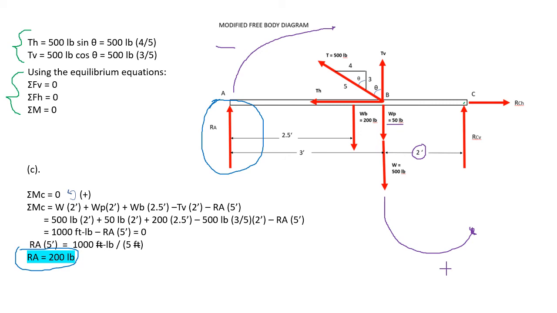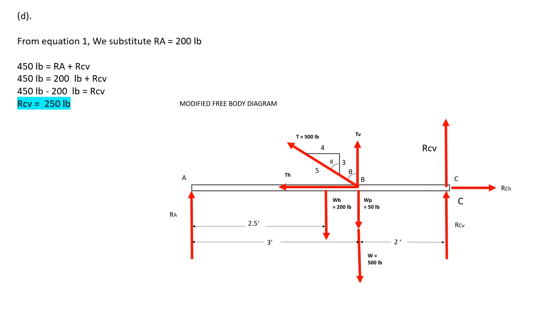So another one is, we will now compute the reaction at C vertical. So from equation 1 earlier in this presentation, 450 pounds is equal to RA plus the reaction at C vertical. So therefore, substituting our answer, RA is equal to 200 pounds. So we now have 450 pounds is equal to 200 pounds plus the reaction at C vertical.